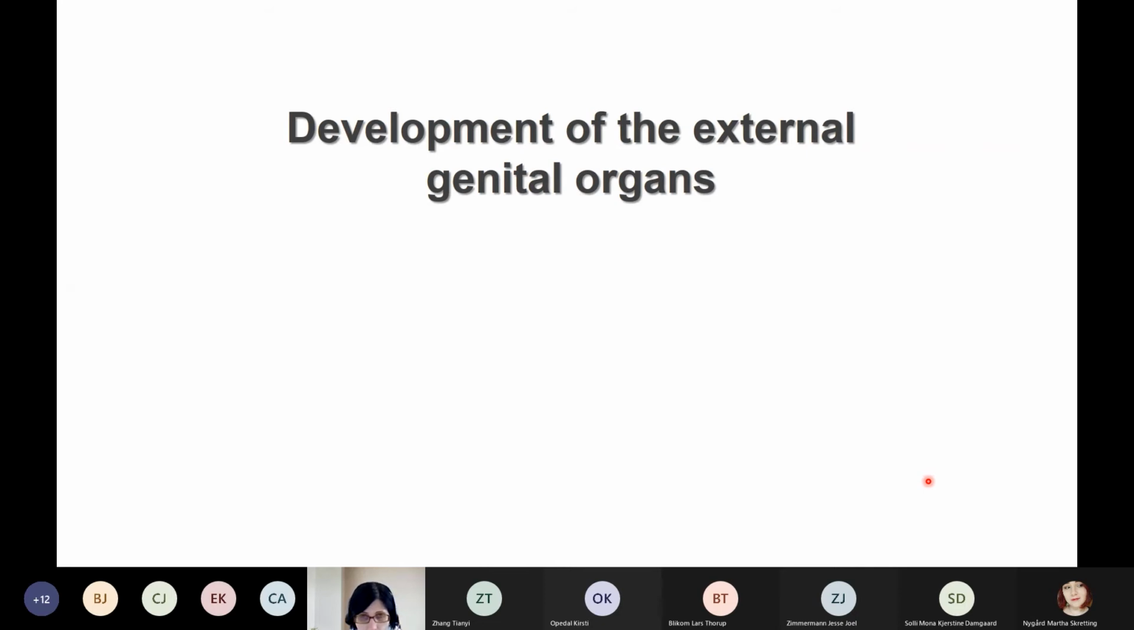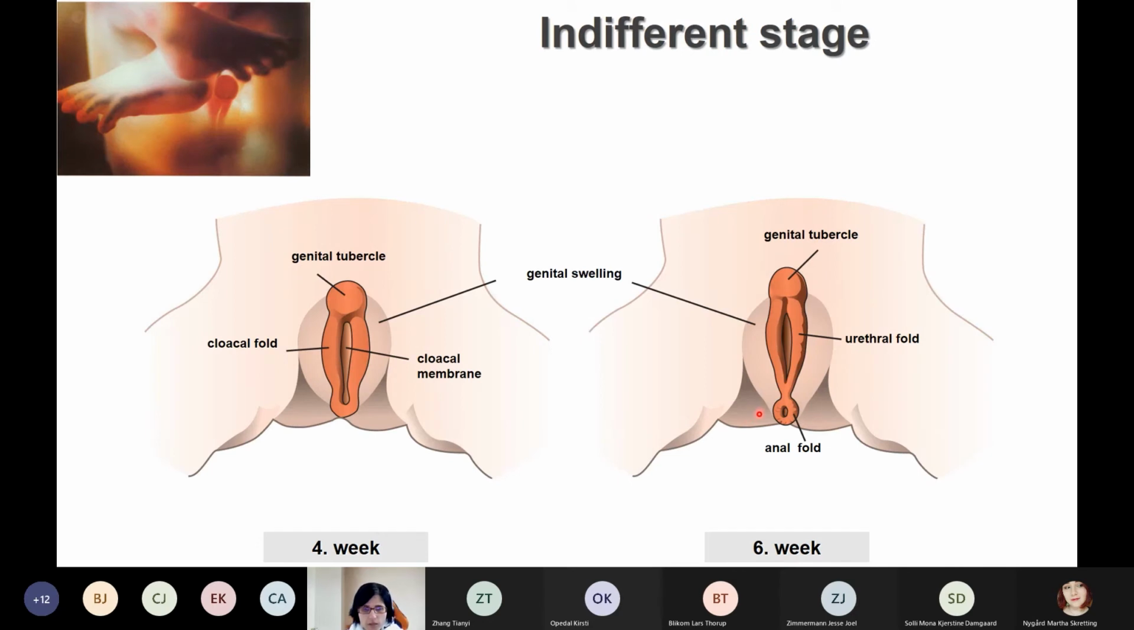We have here also an indifferent stage, like in case of the gonads and in case of the genital canal. So at each level, in case of the gonads, in case of the genital canals, and in case of the external genitalia, we always have this indifferent stage. This indifferent stage is visible here. Already during the third week, mesenchymal cells will migrate through the primitive streak in the direction of the cloacal membrane, and around the cloacal membrane, they will form a structure.